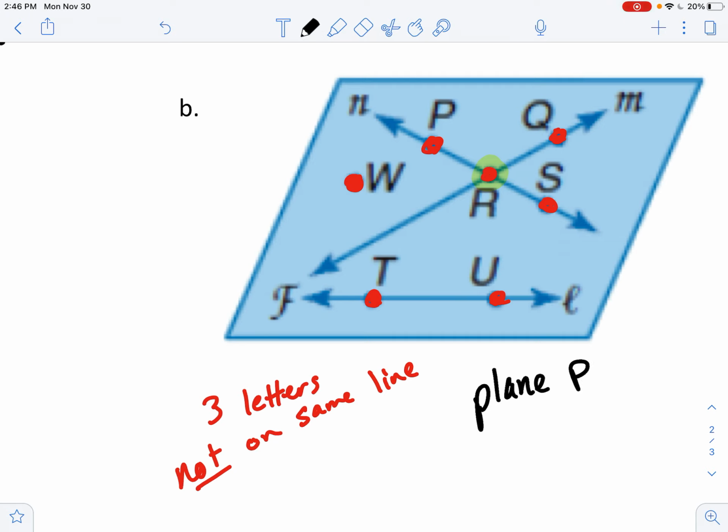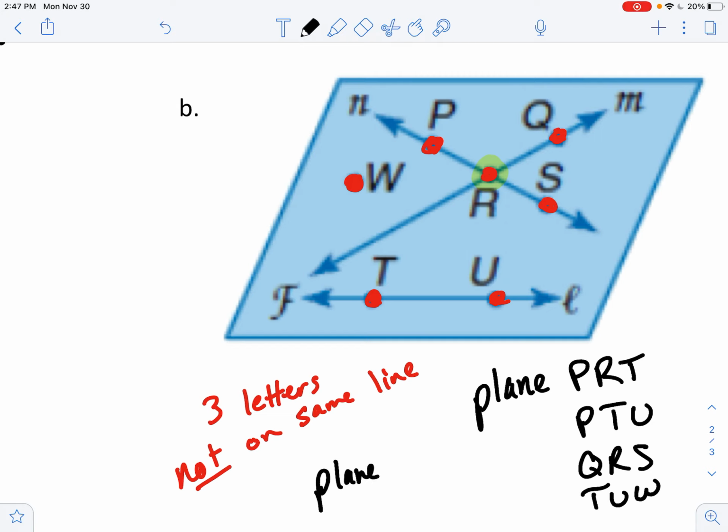I could name it PRT or PTU. I can name it QRS. I could name it TUW. The only name that I could not give this plane, the only one that does not work, is PRS. That does not work because PRS would be a straight line. Anything else works. Just make sure they're capital letters.